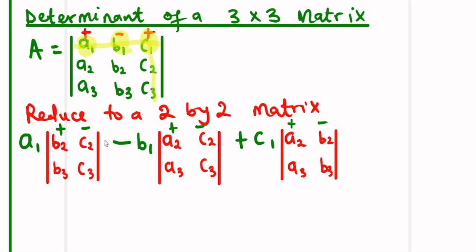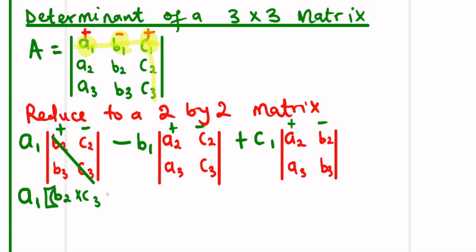Remember, A1 is multiplying this matrix. So it's going to be A1, then in a bracket, the first diagonal here is B2 times C3.